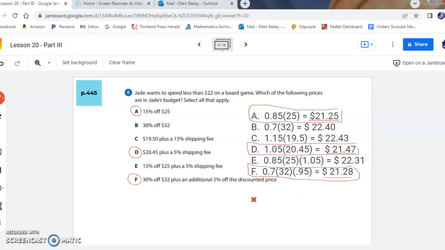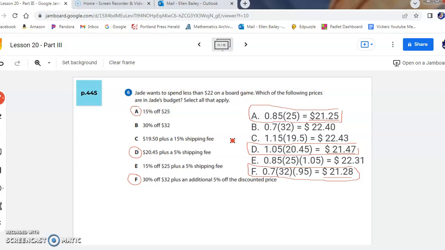Okay, so it says Jade wants to spend less than $22 on a board game. Which of the following prices are in Jade's budget? Select all that apply. So 15% off 25 is 85% of 25. So I multiplied, I got 21.25. So that's 1. 30% off 32, that's 70% of. So when I multiplied that, that's 22.42, too high. Letter C.